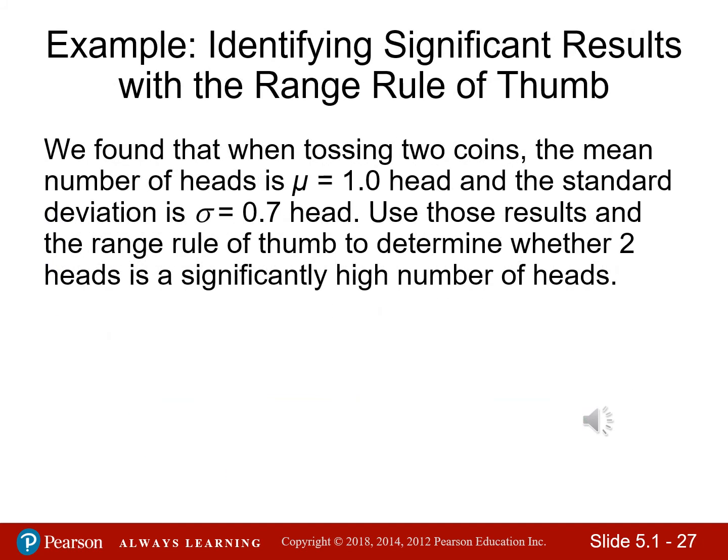Let's consider this example. We found that when tossing 2 coins, the mean number of heads is equal to 1 head and the standard deviation is equal to 0.7 head. Use those results and the range rule of thumb to determine whether 2 heads is a significantly high number of heads.